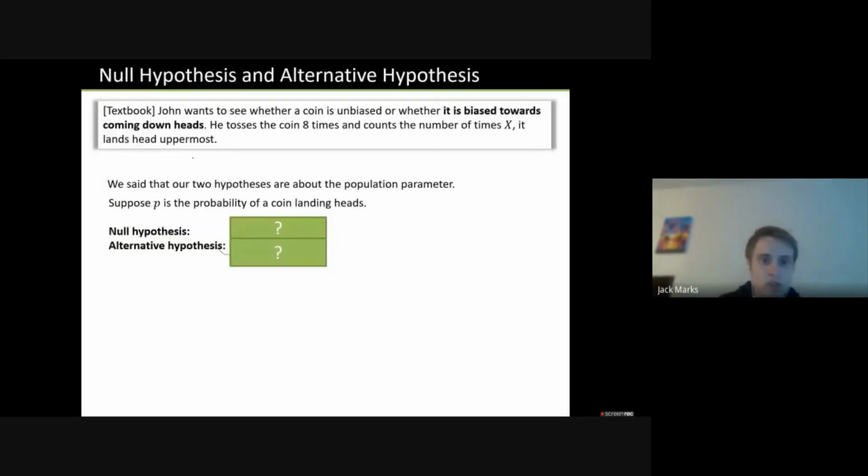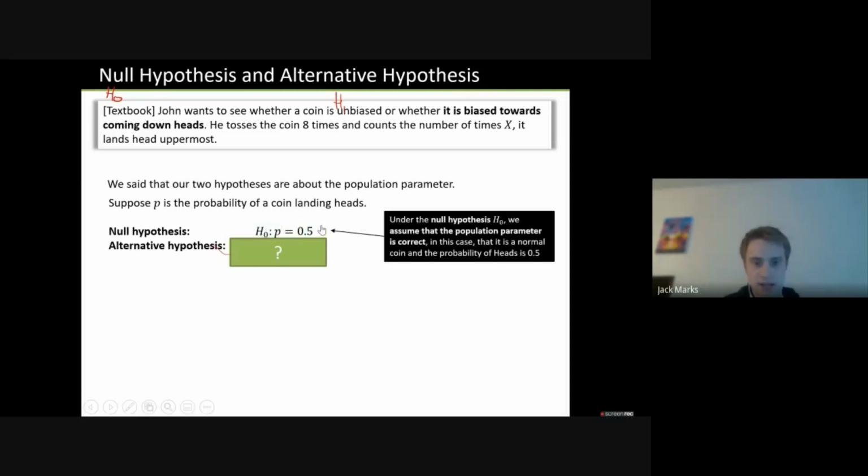So, John wants to test to see whether a coin is unbiased or whether it's biased towards coming down heads. He tosses it 8 times and he counts the number of times that it lands heads facing up. Okay, so what are our hypotheses? The null and the alternative. What's the default position? The default position is that the coin is not biased, that it's a probability of 0.5.